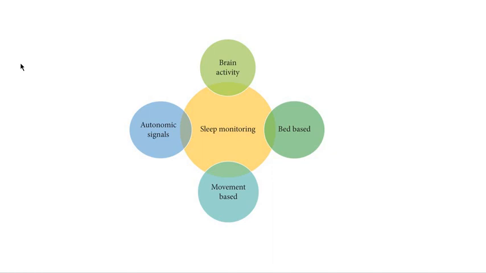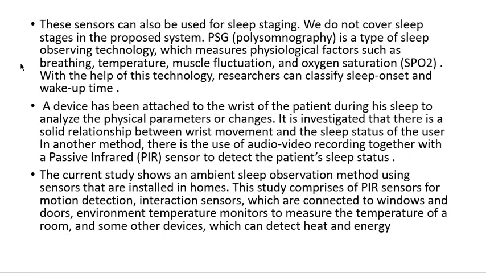Then there are bed based methods, where we can use different sensors around the bed to monitor the sleep of the user. These sensors are used for sleep staging, which is called polysomnography, in which the type of sleep is observed using breathing, temperature, muscle fatigue and oxygen saturation, or SpO2. With the help of these technologies, researchers can determine sleep onset and wake up time.